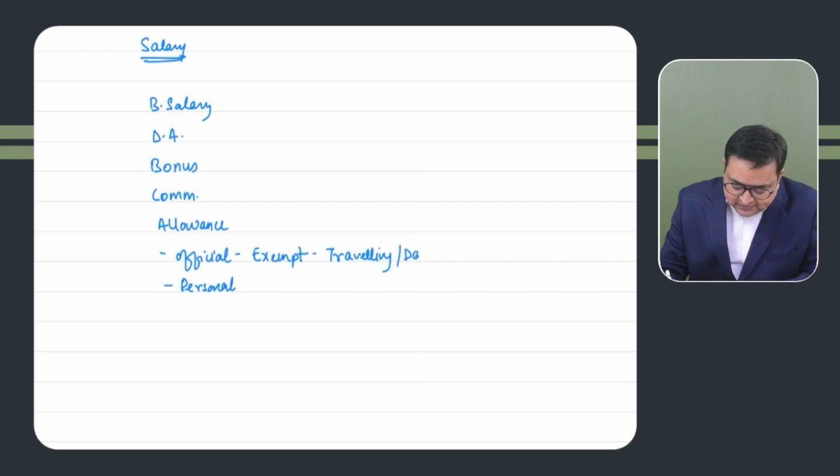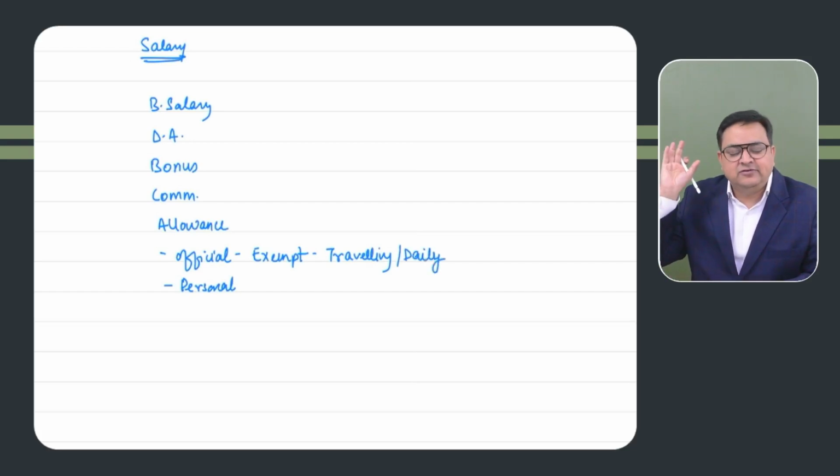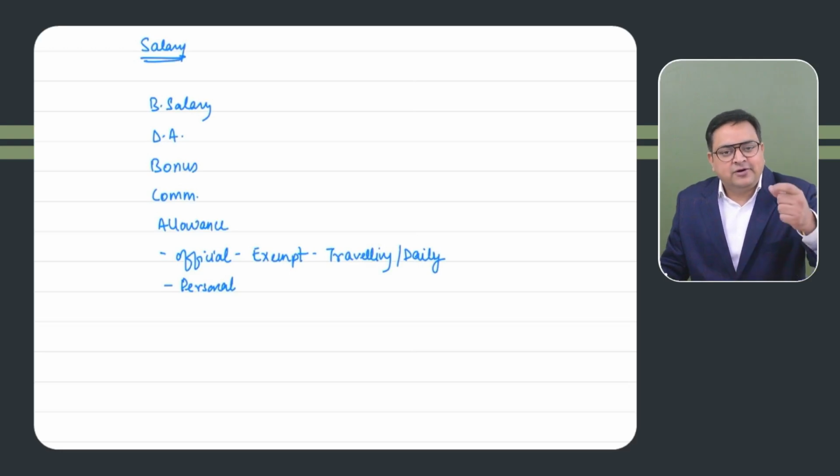Similarly, daily allowances. If you will be working there, let's say for 15 days, you have gone for an outstation audit, for those 15 days you will be living over there. You will have some local transportation expenses, some local food expenses, other hotel expenses, etc.